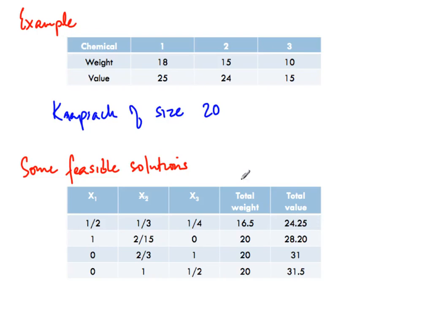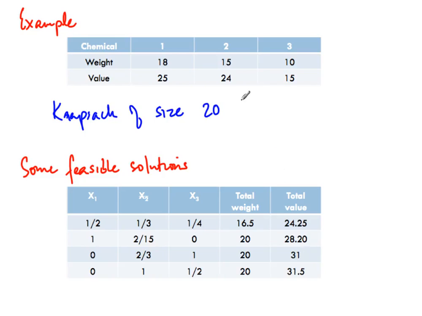On the other hand, I can take all of the first bag. That uses up 18, so I have only 2 units left. So I take 2 by 15 of this bag and fill up my bag of 20, and I take nothing of the third chemical, and I get a value of 28.2. Or I can take 0 from the first one, 2/3 of this, which is 10, and all of this, which is another 10, get 20, and the value is 31.